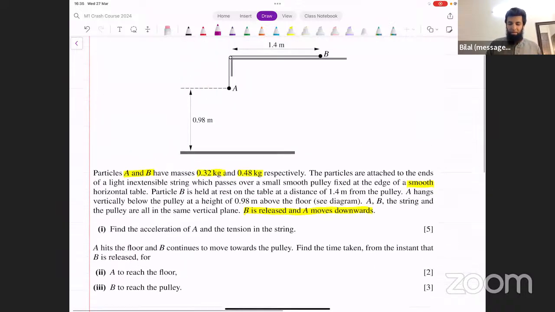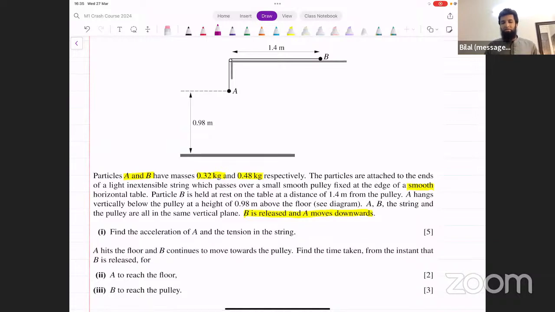Let's do that here. So we have 2 particles. One is A and the other is B. Let's look at the forces acting on both of these particles one by one. So let's start with A first of all. We have the weight of A. Where does that act? Vertically downwards. That's going to be 0.32 kg. That's 3.2 Newton. That's the weight of the object acting downwards.